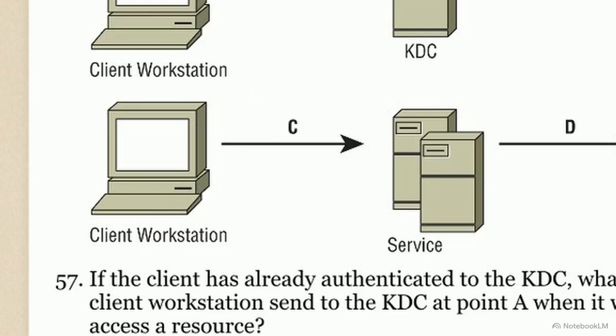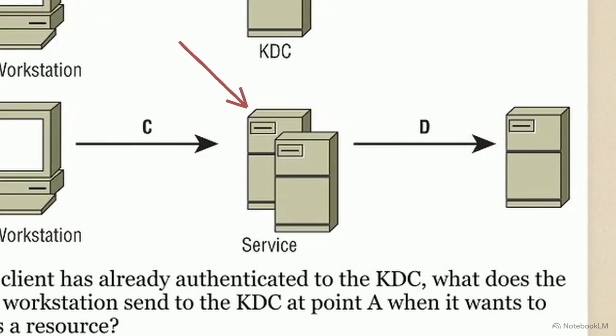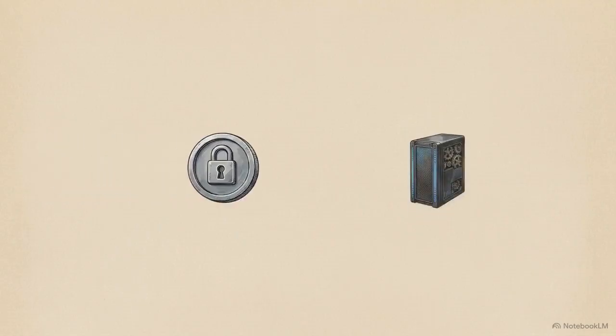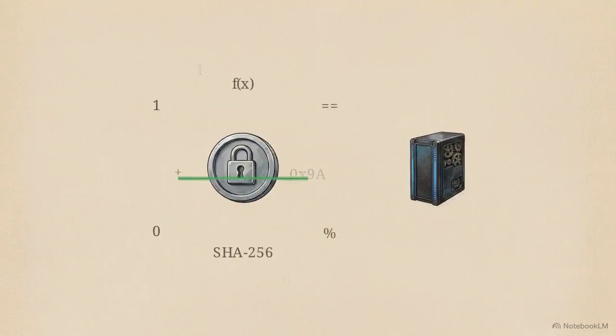The client transmits this combined ticket and authenticator package directly to the target service. Notice the most vital architectural feature here. The destination service receives the data, but it never communicates with the KDC to verify the user. The target service evaluates the mathematical integrity of the cryptographic ticket presented by the client. If the math holds, it grants access locally.